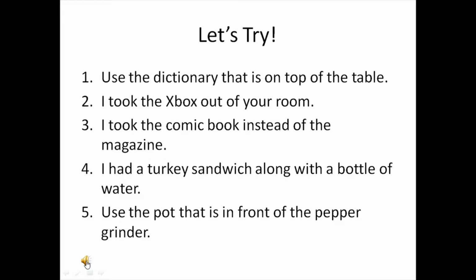And number five. Use the pot that is in front of the pepper grinder. Use the pot that is where? In front of. In front of is going to be our compound preposition. Good work.